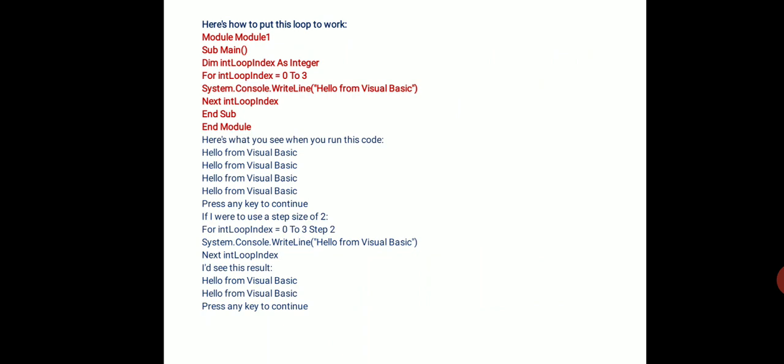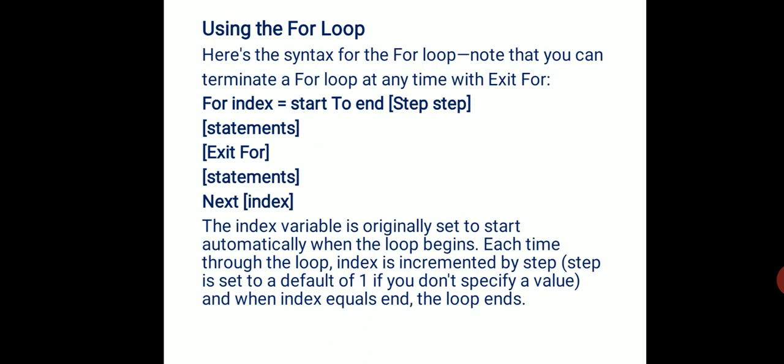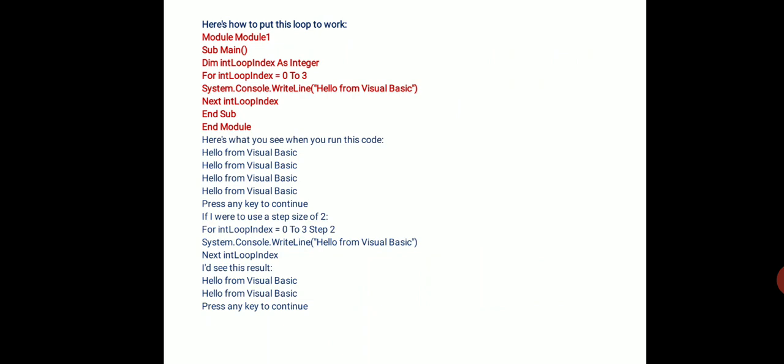So here there is one more. If we use a step size of 2, how do we use this step? In the first example we have not used the step. Start to end, step is optional, however, and we can also use step here. For example, the same program: for int loop index equal to 0 to 3 step 2. What is that step 2? System.console.writeLine hello from Visual Basic, next loop index.